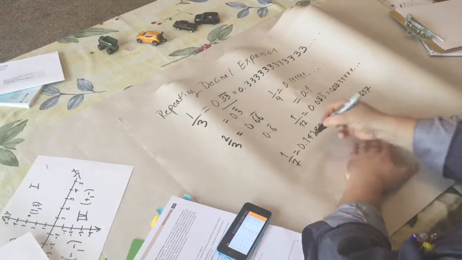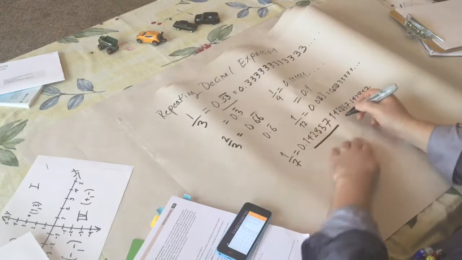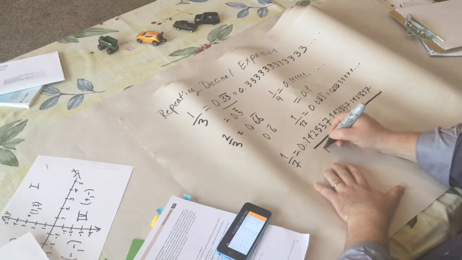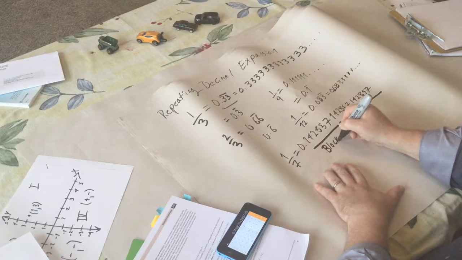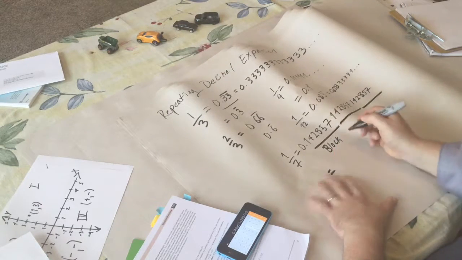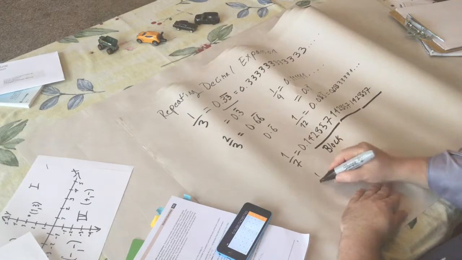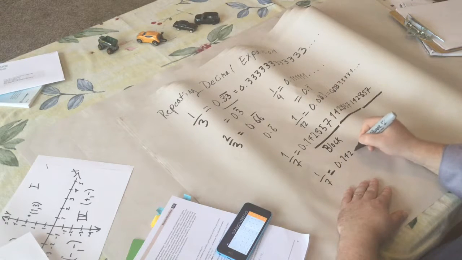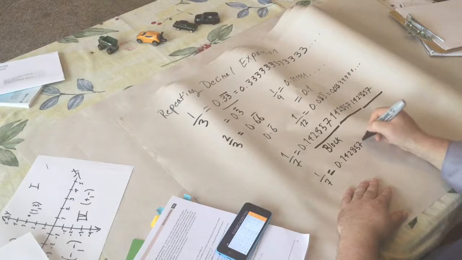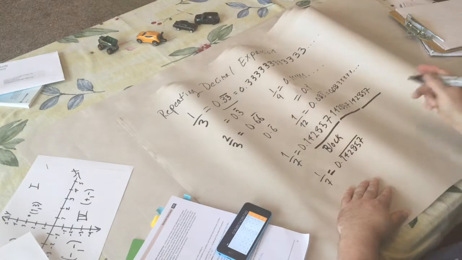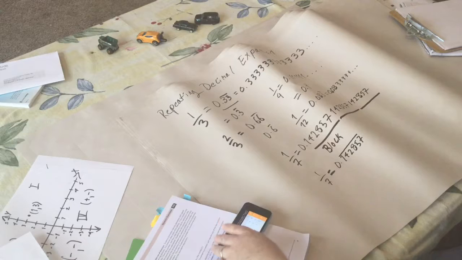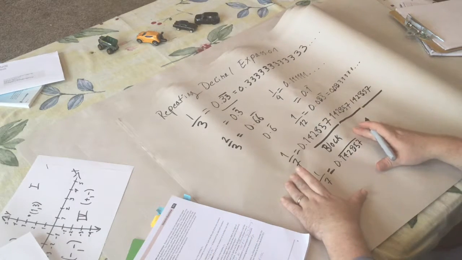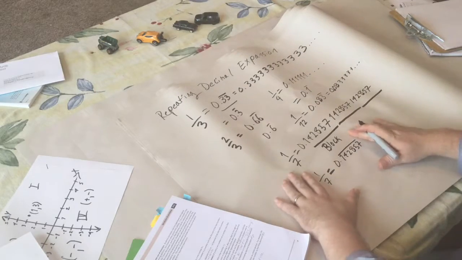All right, so because this pattern repeats, this is the block which repeats, and the way that we write this is to say 1/7 is 0.142857 repeating. And that's a repeating decimal expansion.